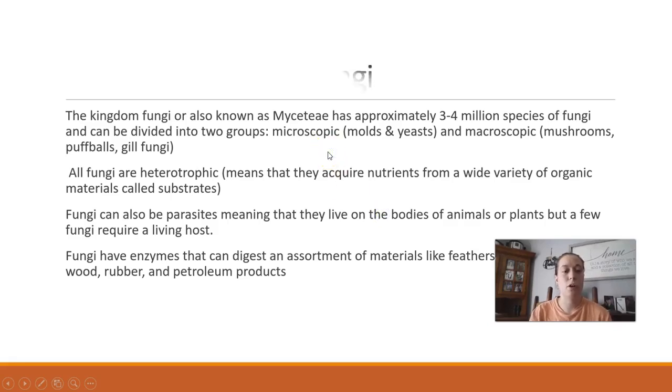All right, so we're going to talk about fungi now. We know that fungi is a major group of the eukaryotic organisms, and that's kind of what we're shifting to. We're shifting to talking about the eukaryotic organisms.